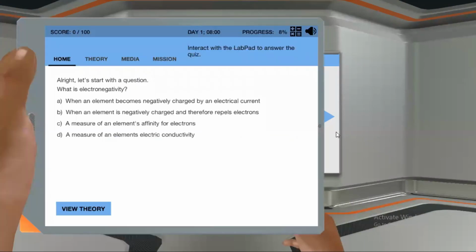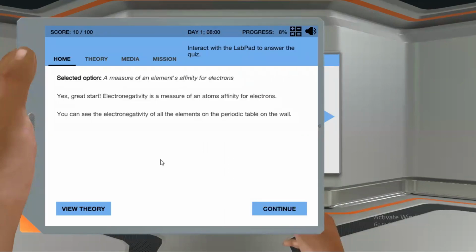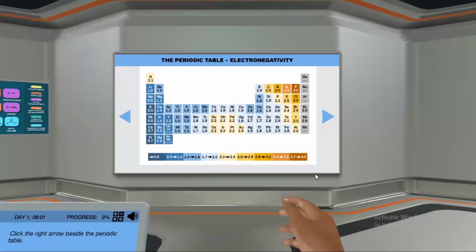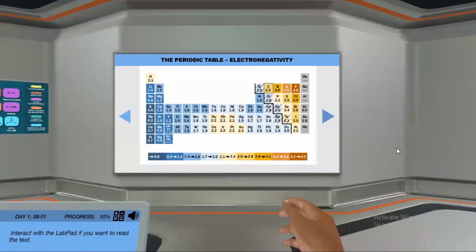Alright, let's start with a question. What is electronegativity? Yes, great start. Electronegativity is a measure of an atom's affinity for electrons. You can see the electronegativity of all the elements on the periodic table on the wall. Click the right arrow beside the periodic table. Look at the periodic table on the wall.